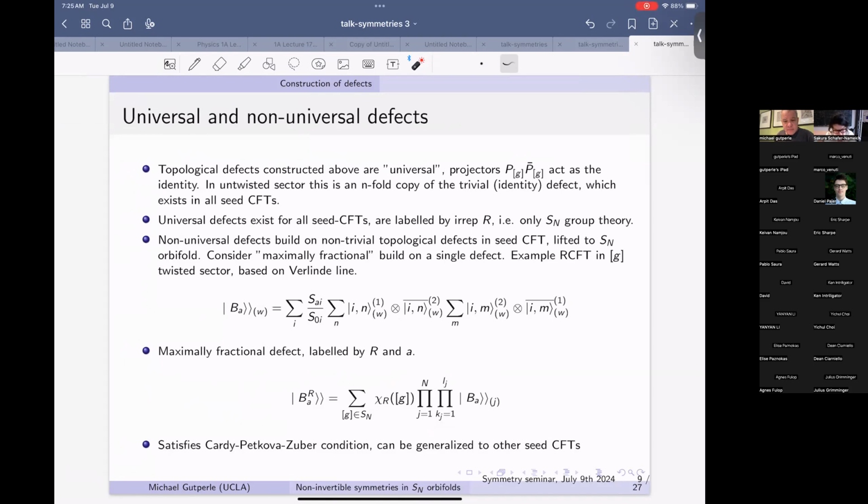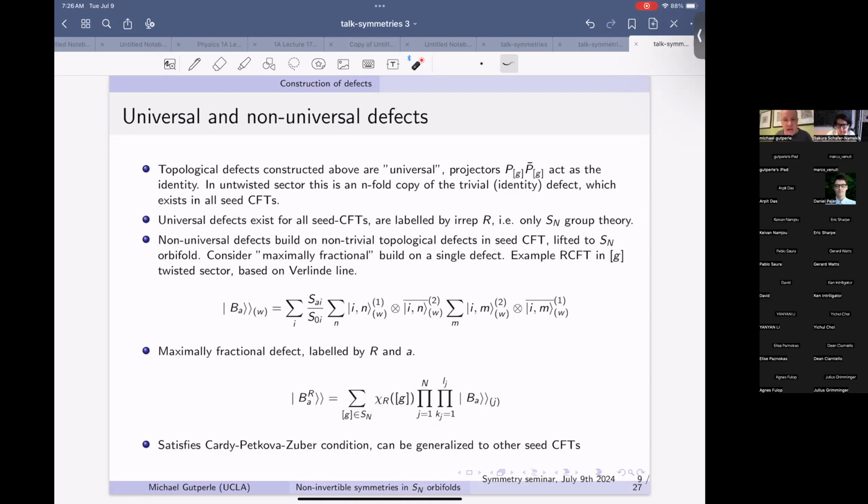But when you do this sort of S_N orbifold, what is the chiral algebra? It's some kind of S_N symmetrized version of Virasoro, and do you know whether the construction of these defects is sort of a complete set? I don't think these maximally fractional ones are a complete set.